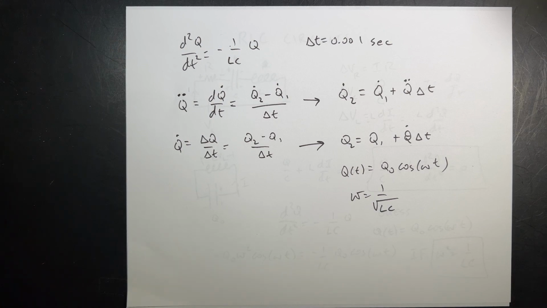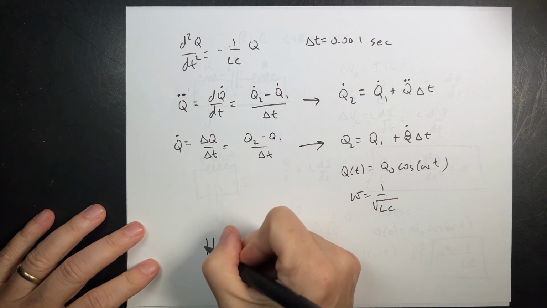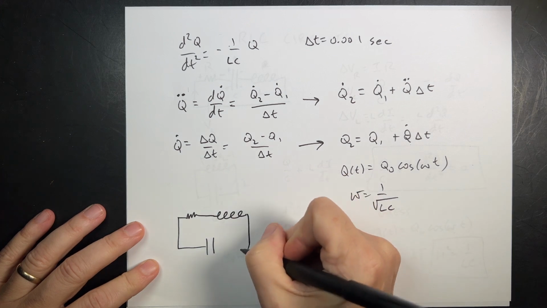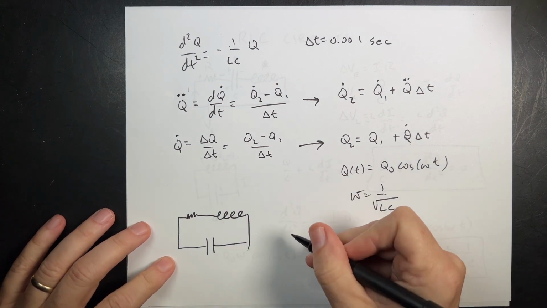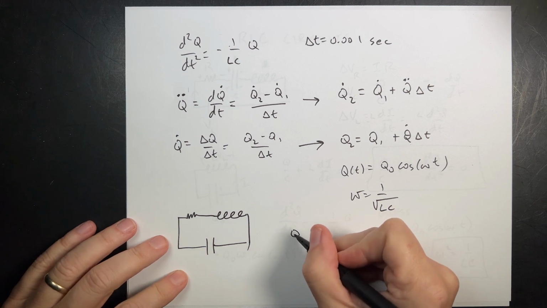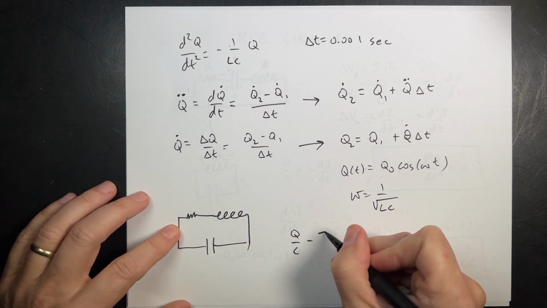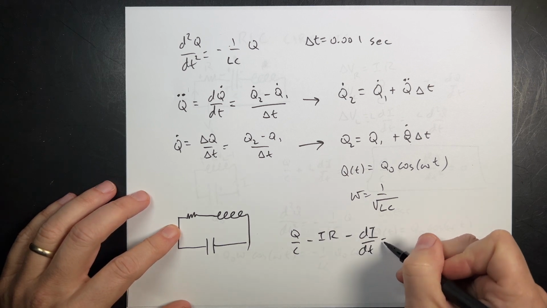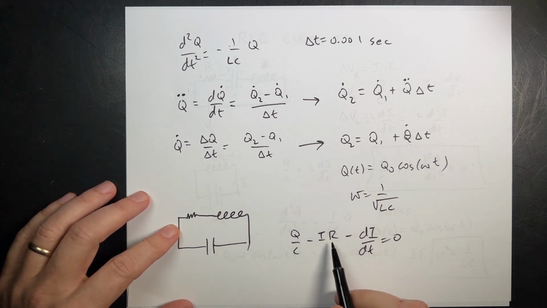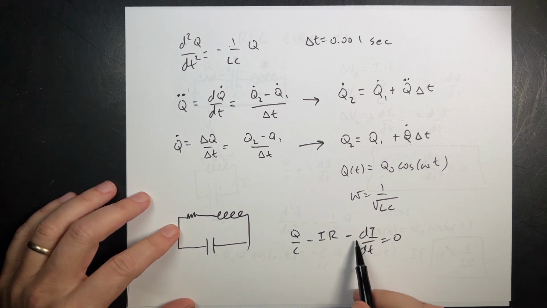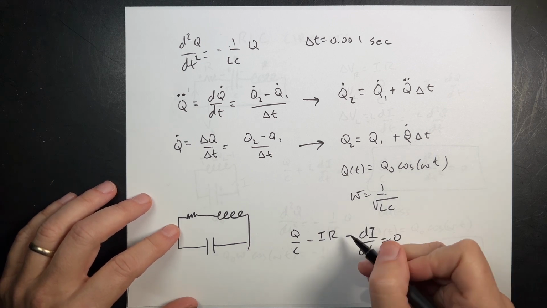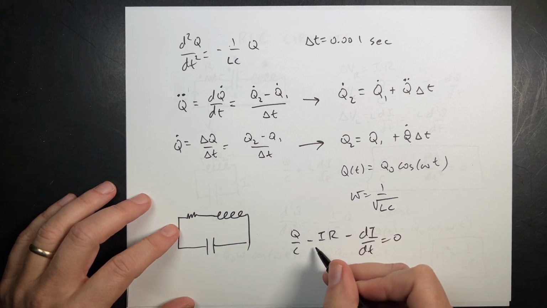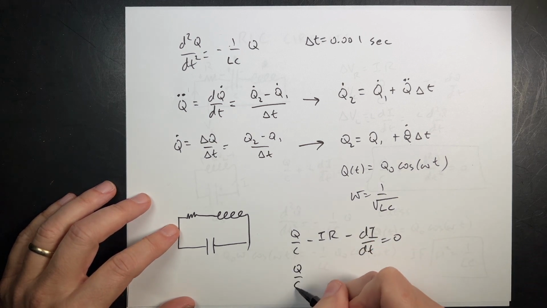So now we have this. Our loop rule is going to be the voltage across the capacitor, which is Q over C, minus IR minus L dI/dt equals 0. That's the loop rule, right? So I already had that. Now again, these are actually going to be equal to plus when I switch it to actual Q versions. But I'm going to write this as Q over C.